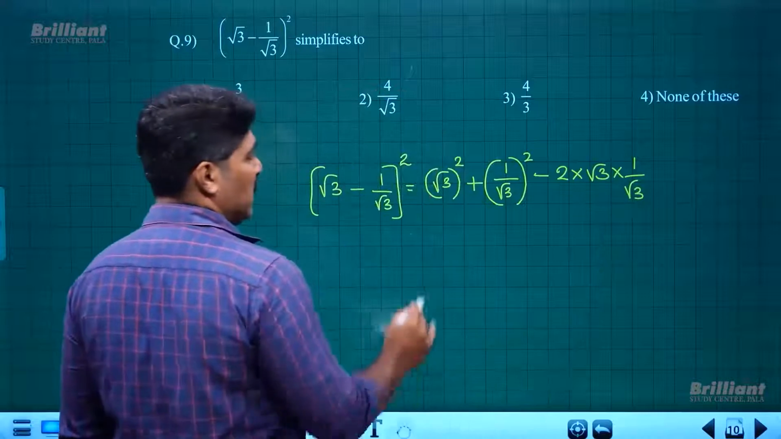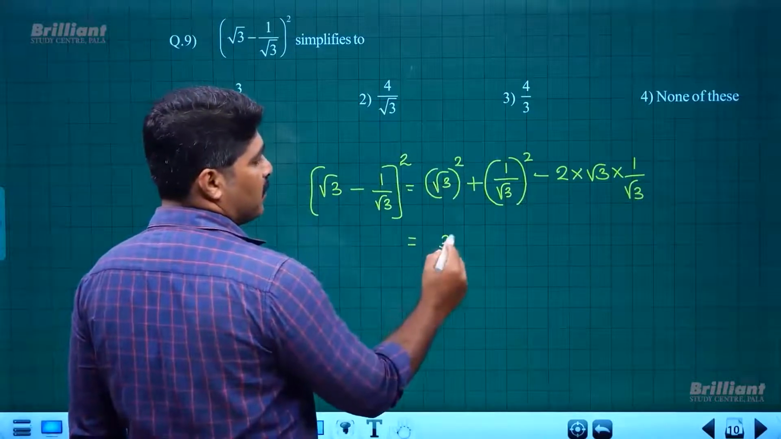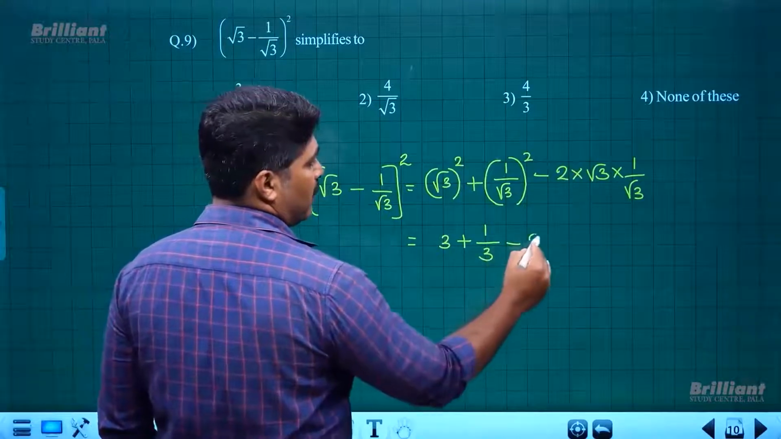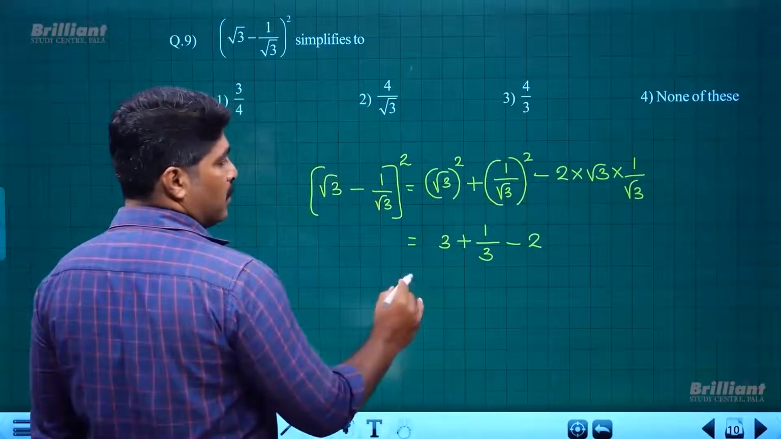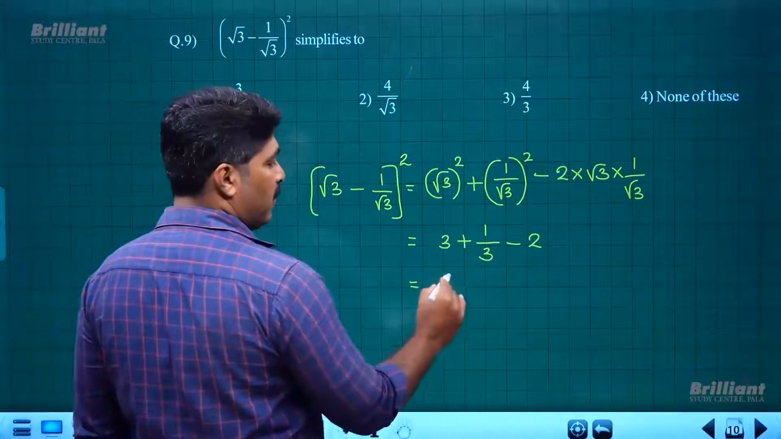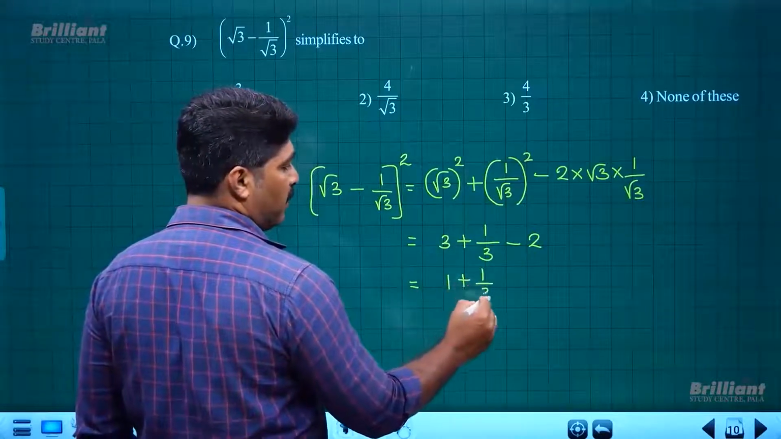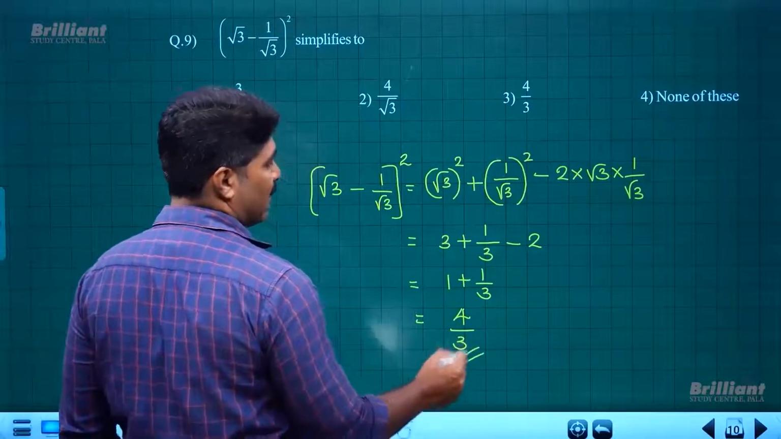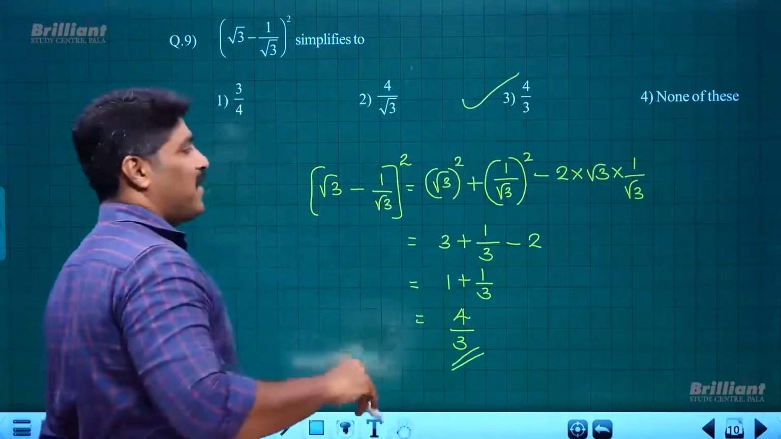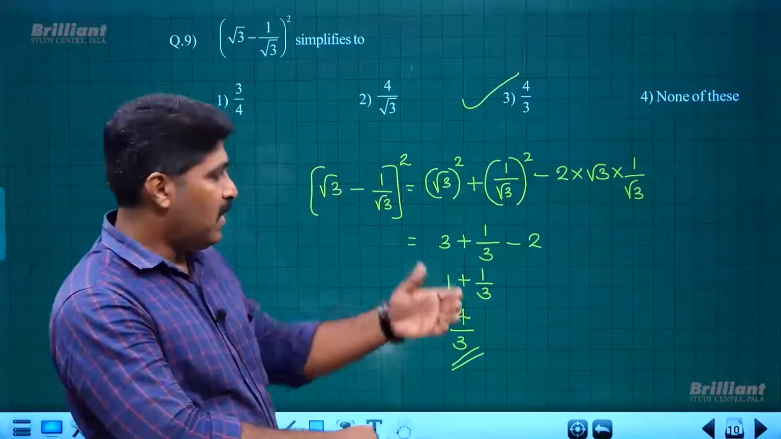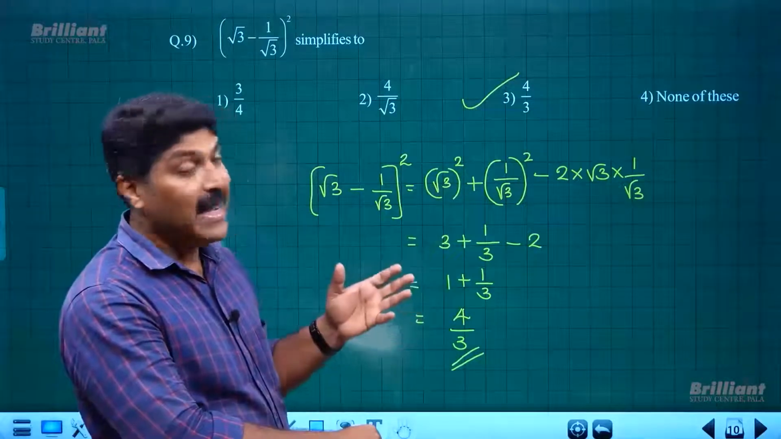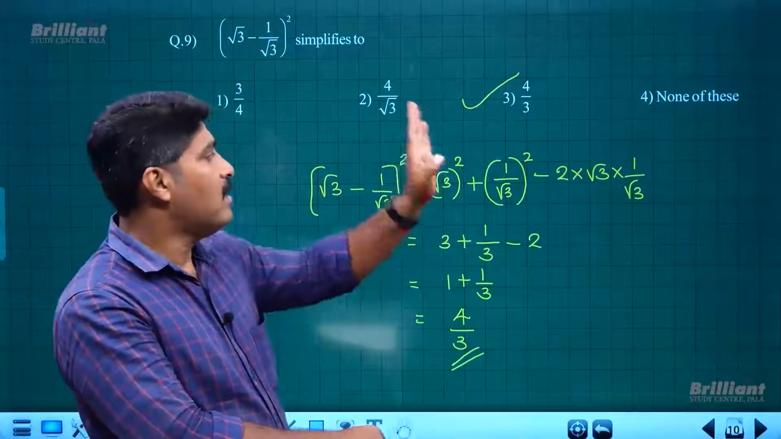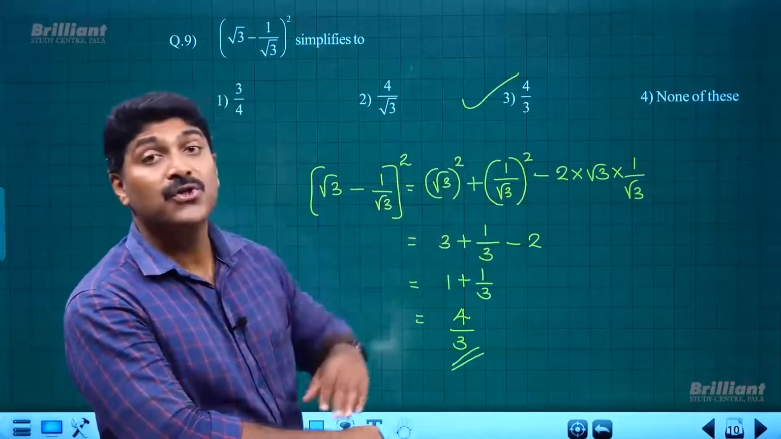Got it? So here root 3 square is 3, 1 by root 3 square is 1 by 3. What about this one? This is 2. So this is simply 3 minus 2, 1. This is 1 plus 1 by 3, that is 4 by 3. That's an interesting question. Easily you can find the answer with the help of this algebraic identity, a minus b the whole square, that is a square plus b square minus 2ab.